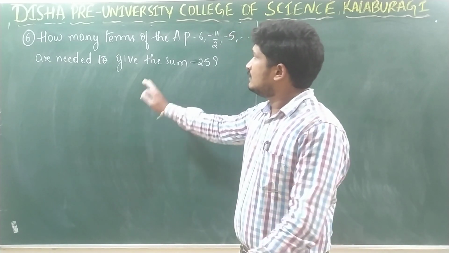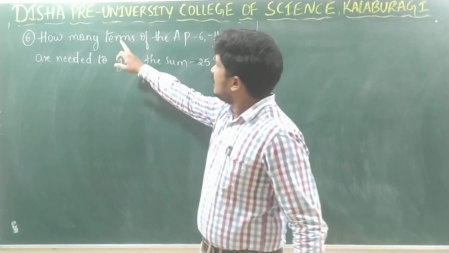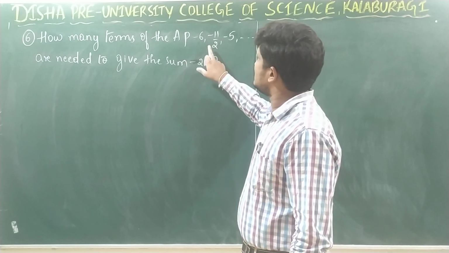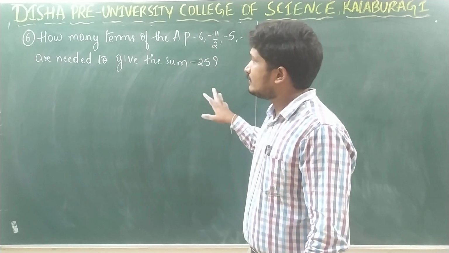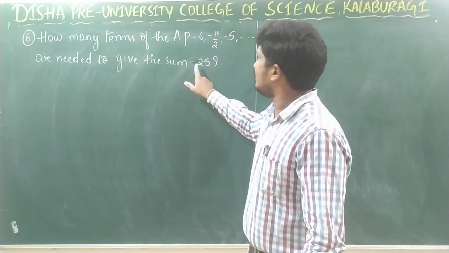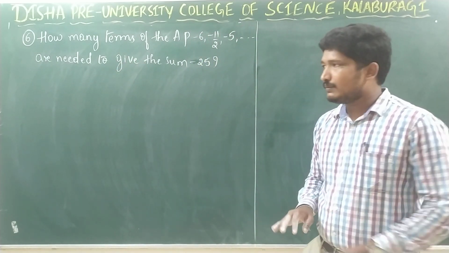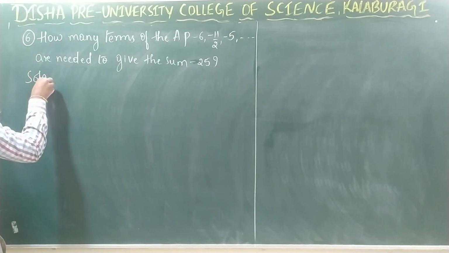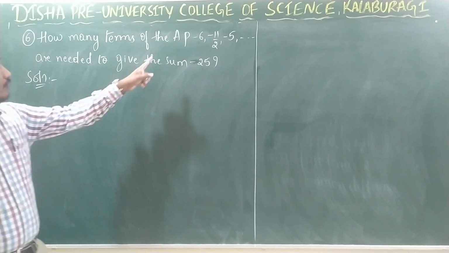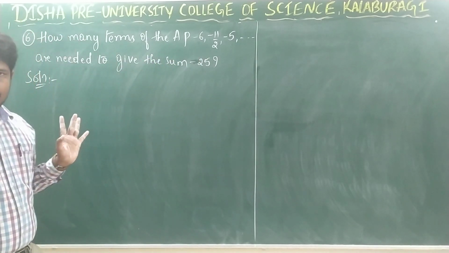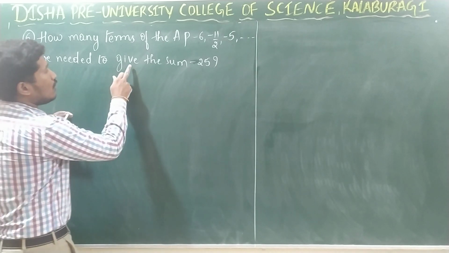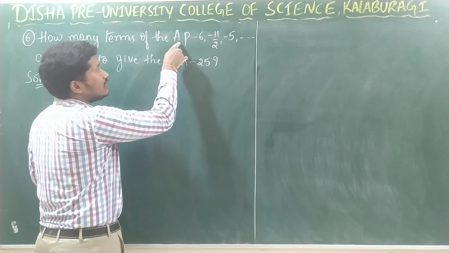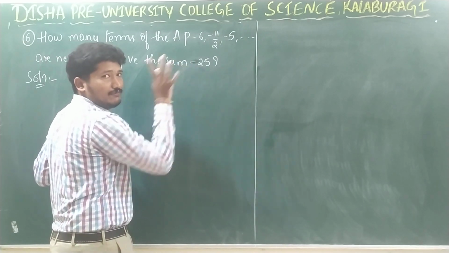So the next one. How many terms of the arithmetic progression minus 6, minus 11 by 2, minus 5, and so on, are needed to give the sum minus 25? So let us solve this. See here, we are given the arithmetic progression. And we are also given the sum of the arithmetic progression. What is the sum of this arithmetic progression? That is minus 25.